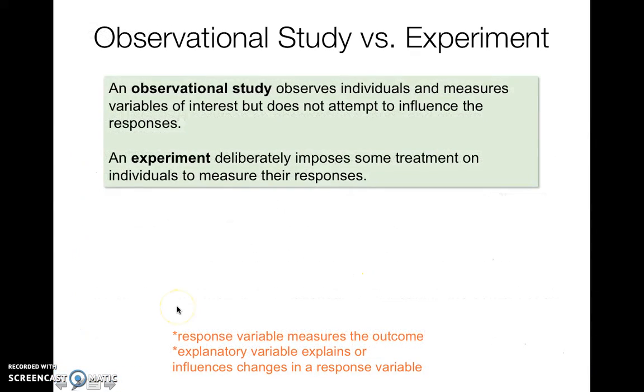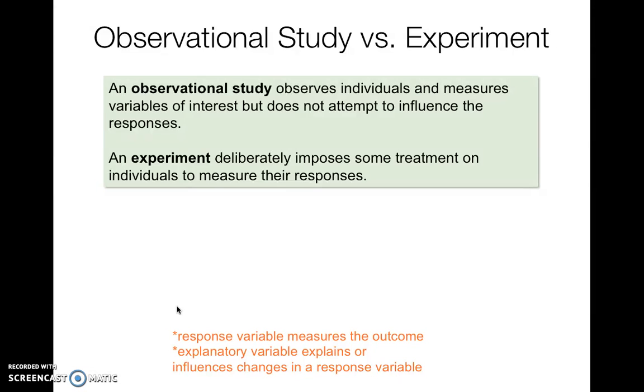So the first thing on our list is observational studies versus experiments. In an observational study, you're basically just observing individuals and measuring only the variables that you're interested in. But it does not attempt to influence the responses, which is what an experiment does. In an experiment, you're deliberately imposing some treatment on some individuals to measure what their responses are.